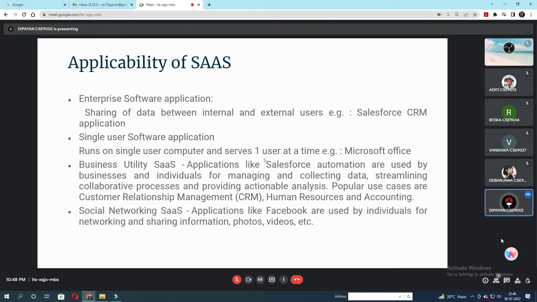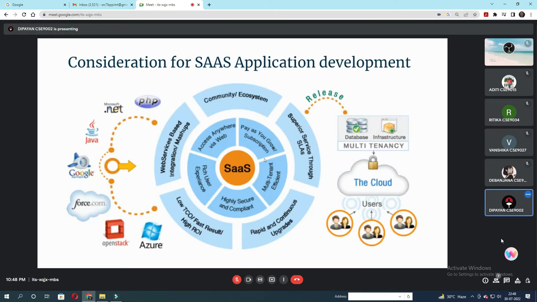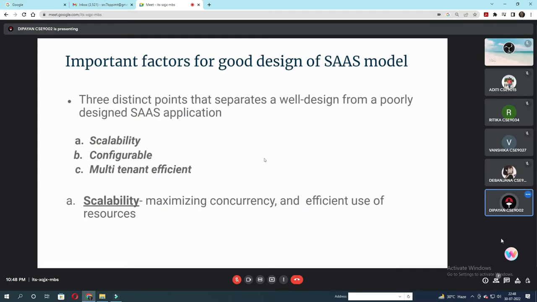streamlining collaborative process and providing actionable analysis. Popular use cases are customer relationship management, human resource, and accounting. Next, social networking with SaaS applications like Facebook are used by individuals for networking and sharing information, photos and videos, etc. Next, we have a picture about a consideration of SaaS application development. Next, I'd like to hand over this PPT.